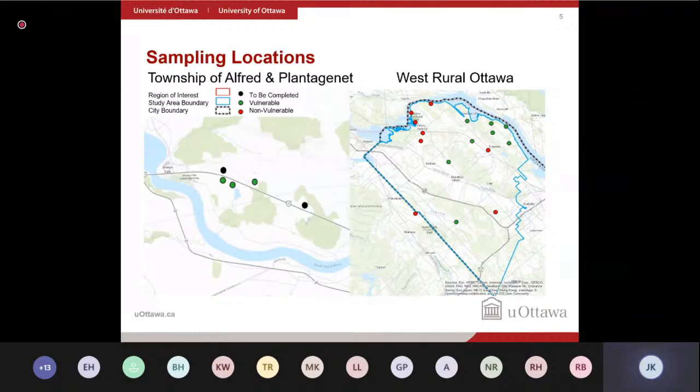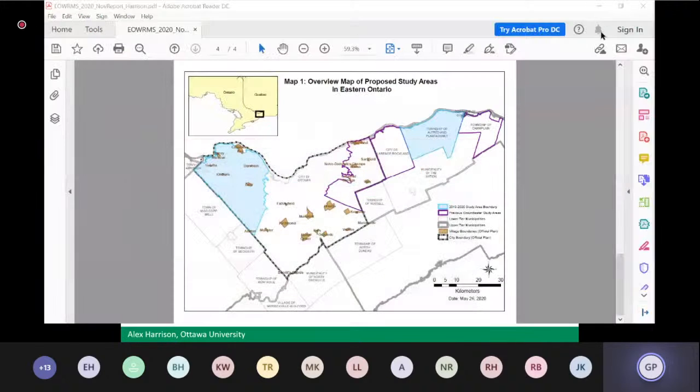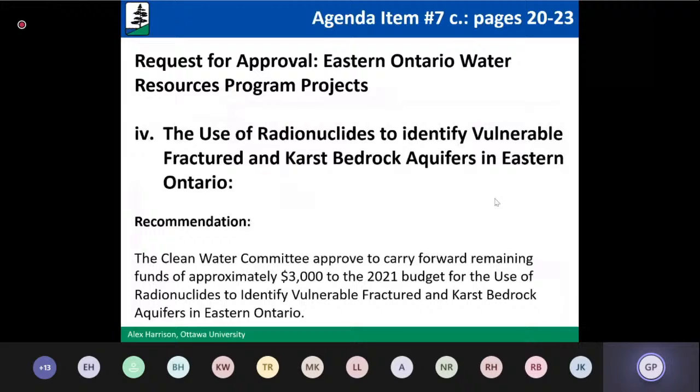It's new to me, but I have land in Plantagenet, so I would recommend that they get that funding for the rest of the project. Move for the carry forward. Yes, Gibb, seconded by Andre. I'll second it.